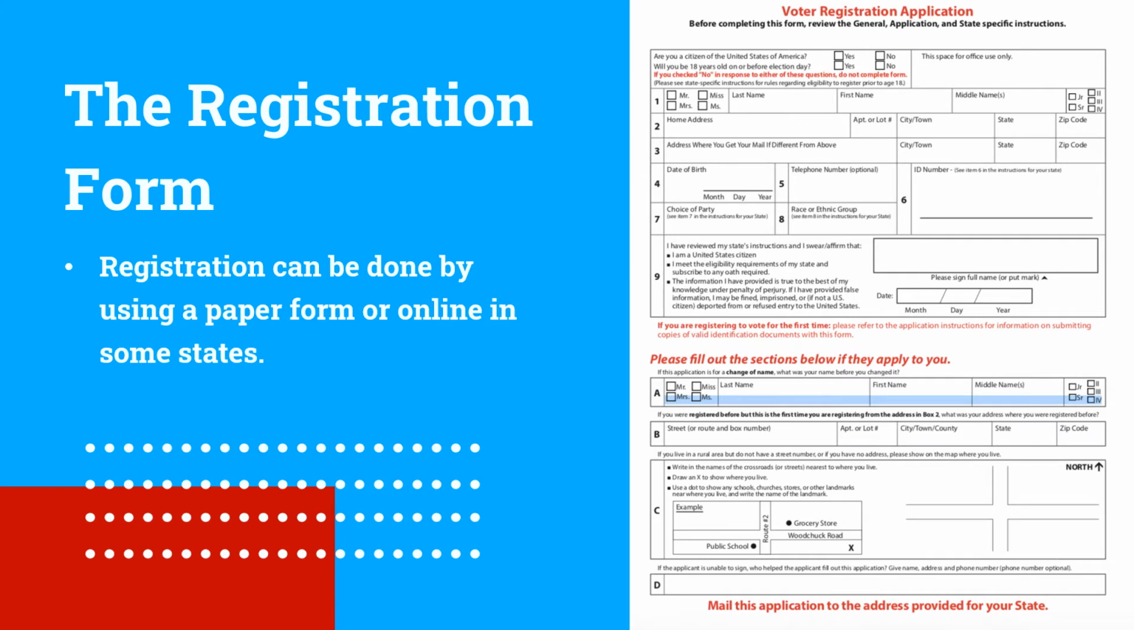Registration can be done using a paper form or online in some states. It is important to know that each state has their own voter registration laws, so be mindful of where students are trying to register. For example, if a student is going to school in Pennsylvania but is an Ohio resident and wishes to vote in Ohio, they would need to use an Ohio registration form and follow Ohio registration rules.